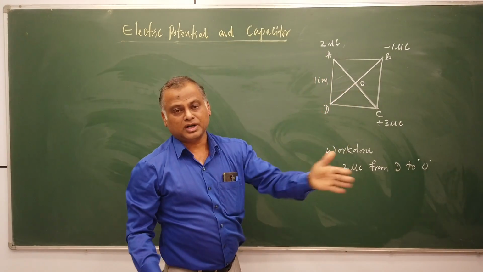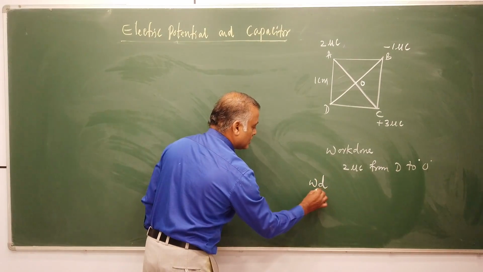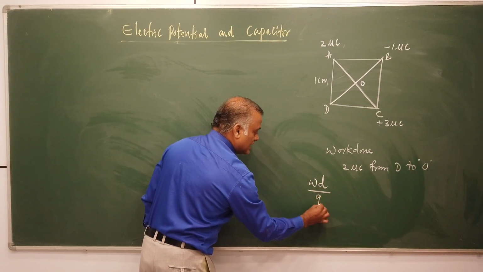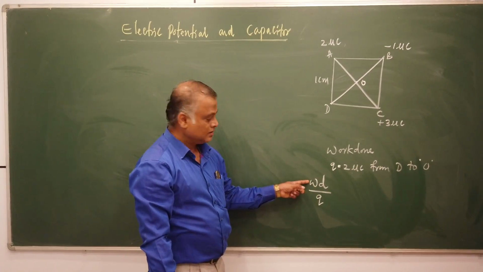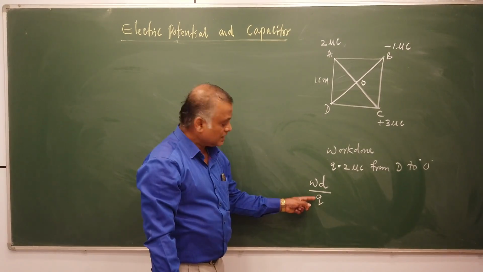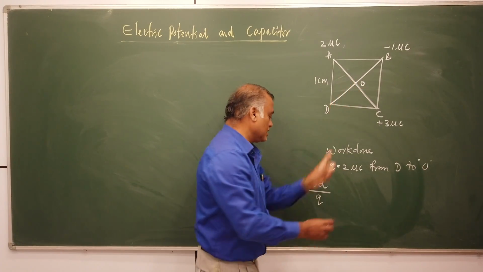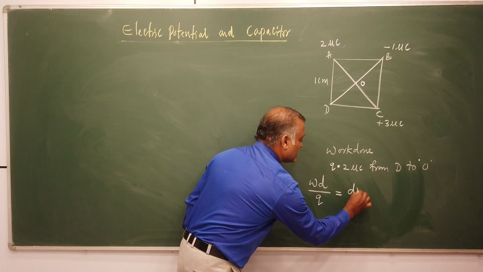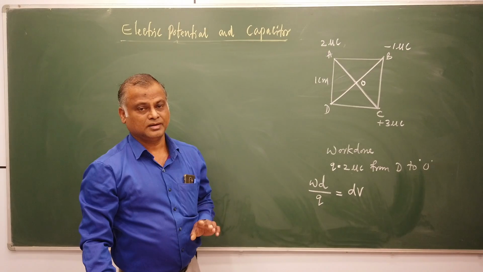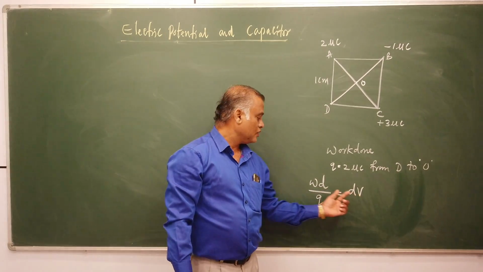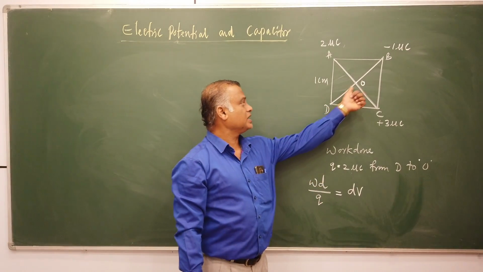Charge moves from one point to another point because of potential difference. And then work done in carrying the given charge. Work done per charge in carrying it from one point to another is always known as potential difference, not the potential. Potential difference is work done per charge in transferring it from one point to another point.